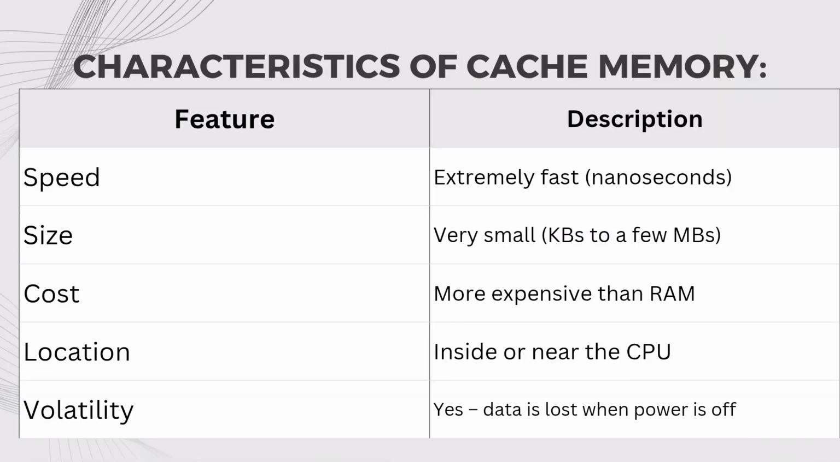Then there are characteristics of cache memory. Here feature and description are given. Speed: cache memory speed is extremely fast. Size: very small. Cost: more expensive than RAM. Location: inside or near the CPU. Volatility: yes, data is lost when power is off.